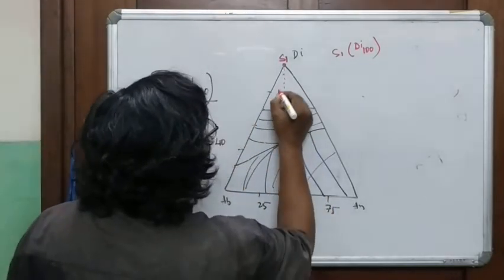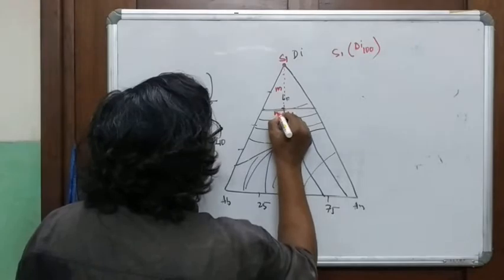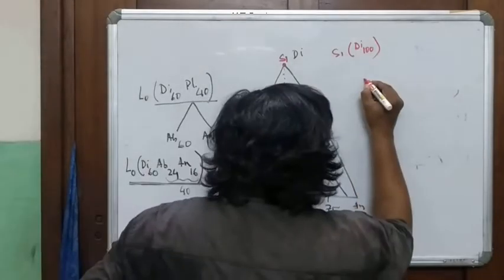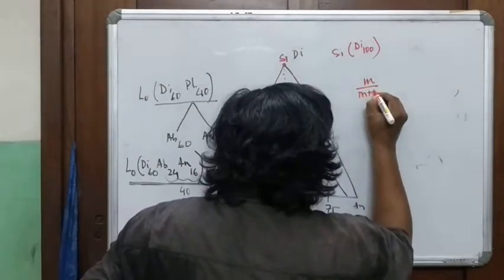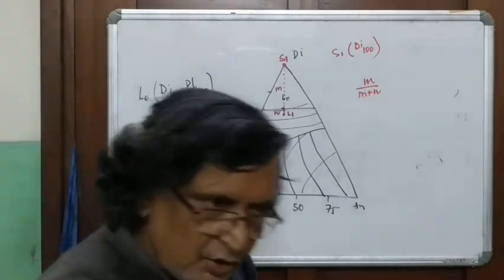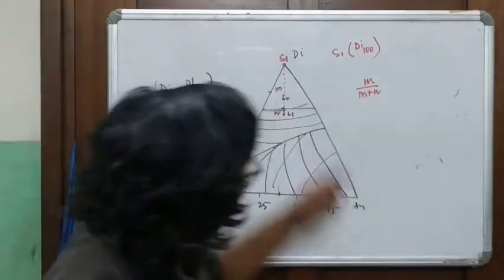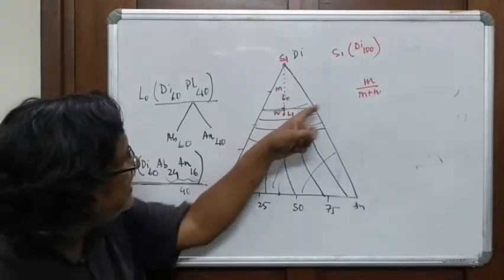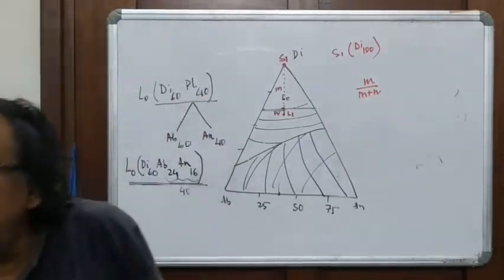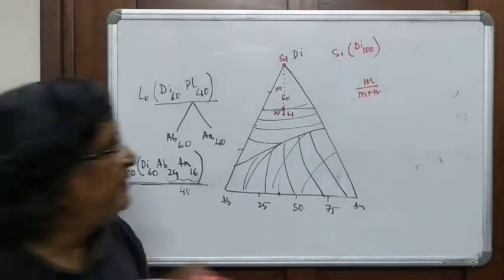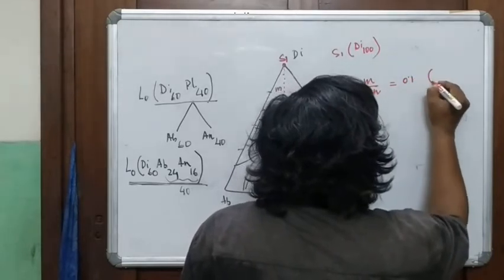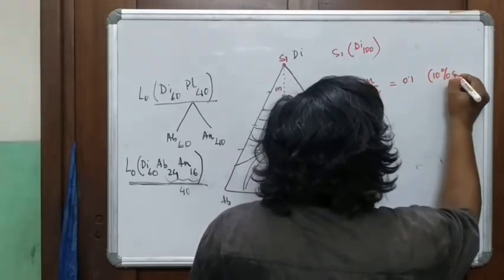You have to say, again, let's say this is M and this is N. So, M divided by M plus N, this value is the melt fraction. Now you tell me how much crystallization has occurred. 10%? Fine. Then I write M divided by M plus N is equal to 0.1. That means 10% crystallization.